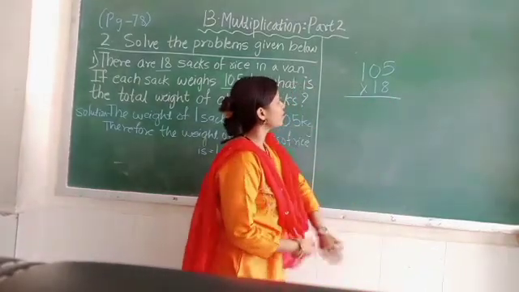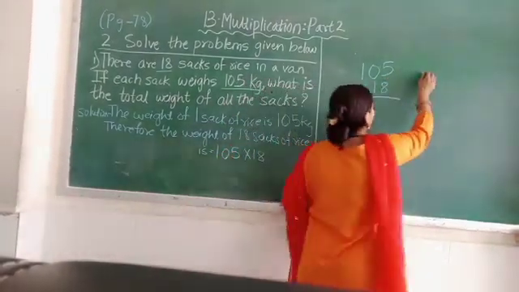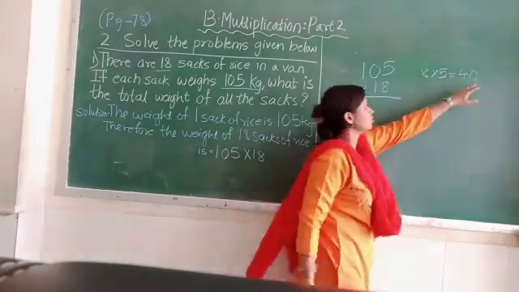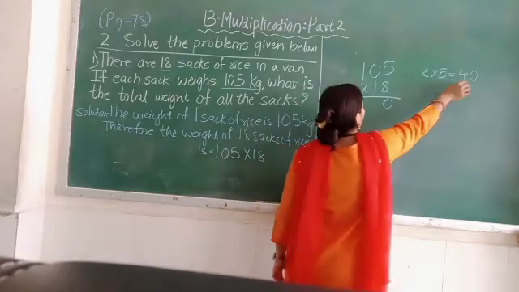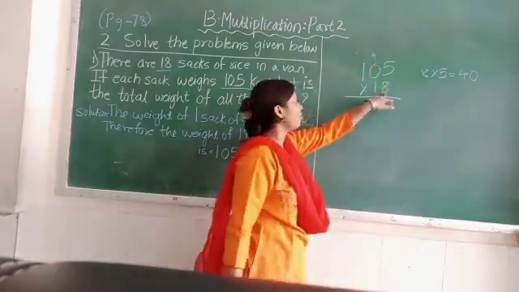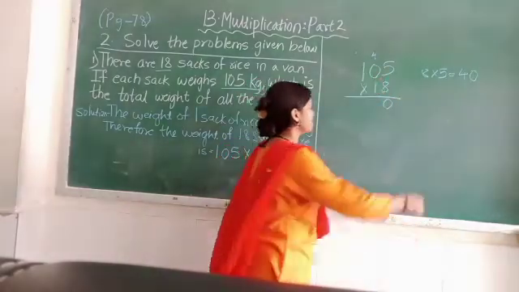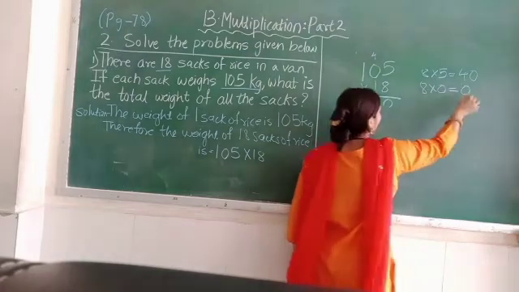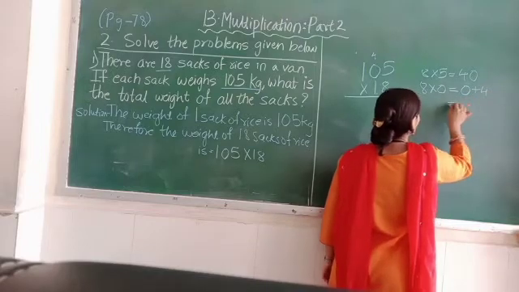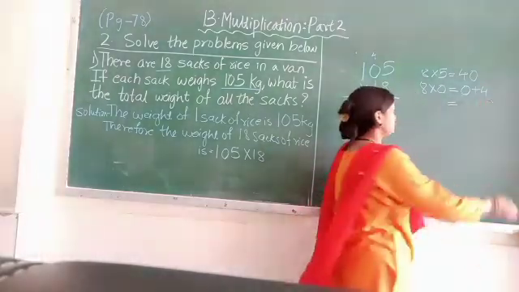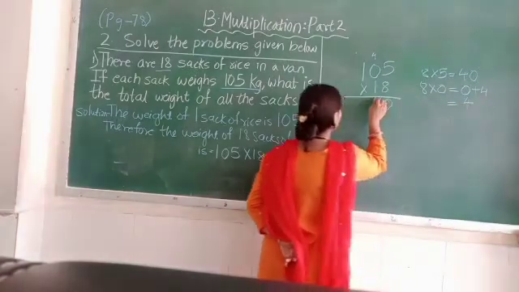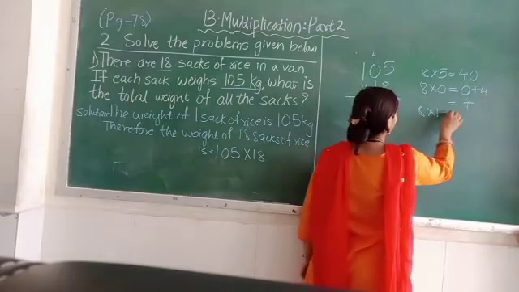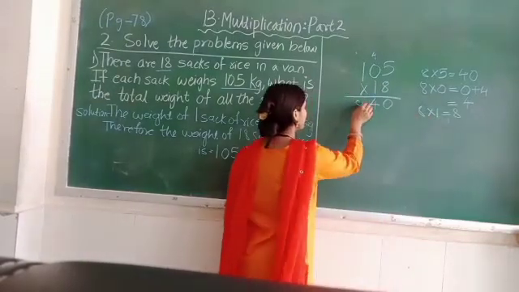Now let us start from the units place. 8 multiplied by 5 is 40. So this 0 first we will write here and 4 will be carried over. Now 8 we will multiply by 0. 8 multiplied by 0 is 0 and this 4 we will add to this 0. That will be 0 plus 4 is 4. So here we will write 4. 8 ones are 8. So here we will write 8.